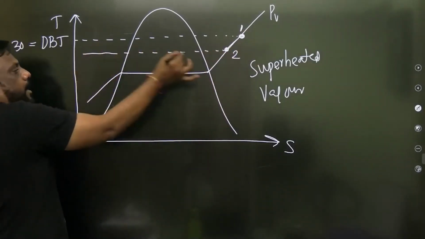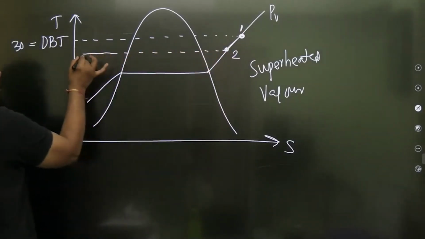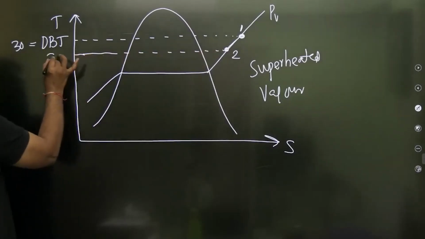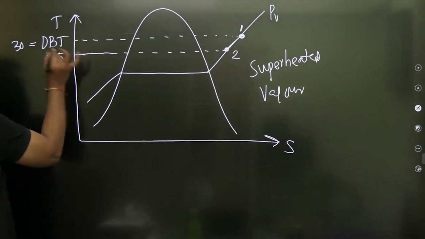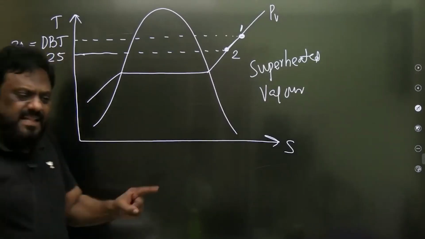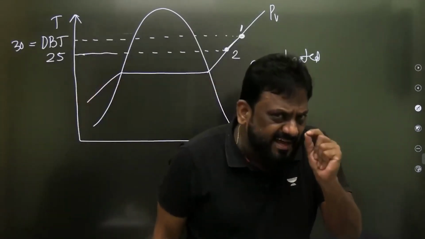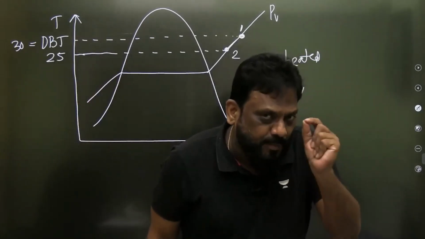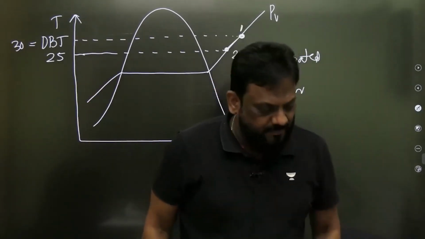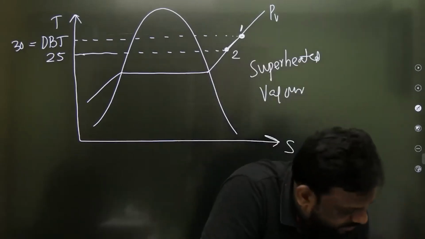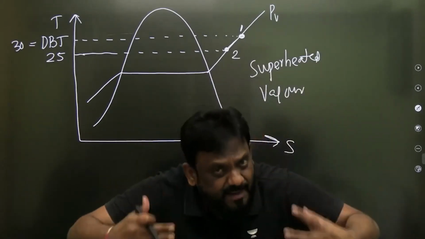What is the temperature at 2? Listen, sirs. What is the temperature at 2? Let us say it is 25. Still that air is in what state? Superheated state. Still that water vapor is in superheated state. So you don't find any moisture. So what is happening, my dear students?